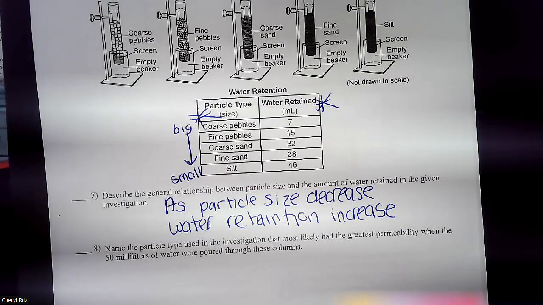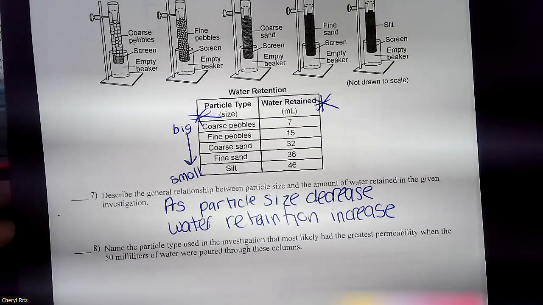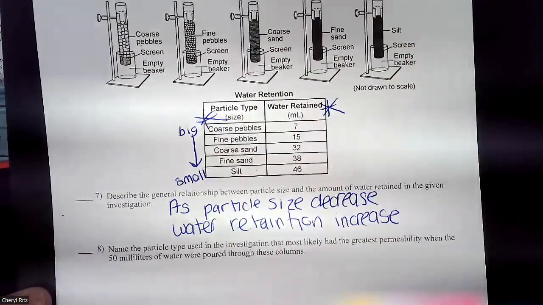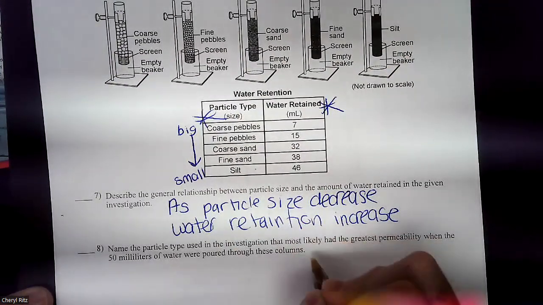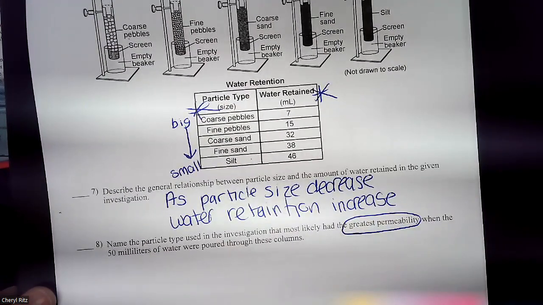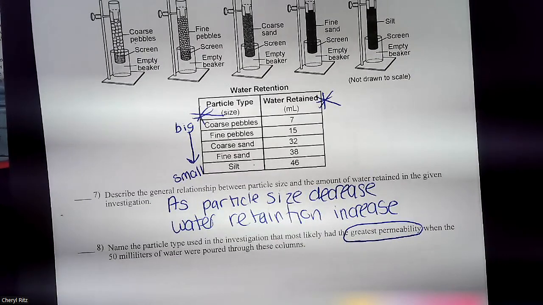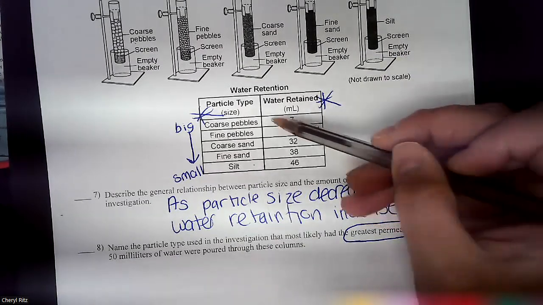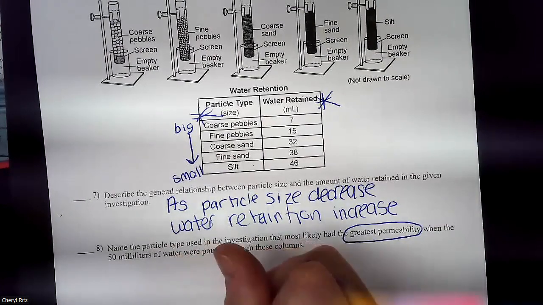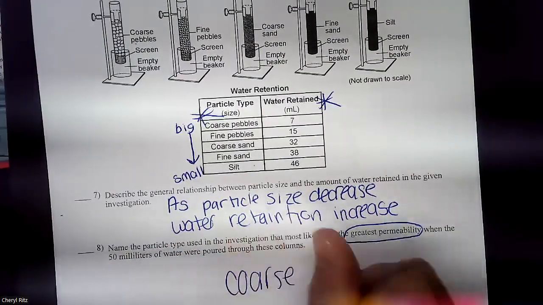Okay, and now question 8 changes the whole question. They say, name the particle type used in the investigation. So these were your choices that most likely had the greatest permeability. What does permeability mean? The way it goes through, the one that goes through the fastest. And which one do we know? The biggest to the smallest. The bigger works better. So coarse pebbles.